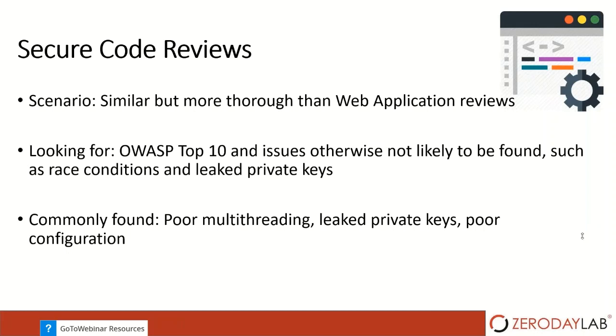OWASP top 10, of course, is a common occurrence here again, but what you also find in code reviews that you might not find otherwise are business logic issues, race conditions, leaked private keys, and sensitive information that could be stored in the application in a way that you will never find out when testing it from the outside.